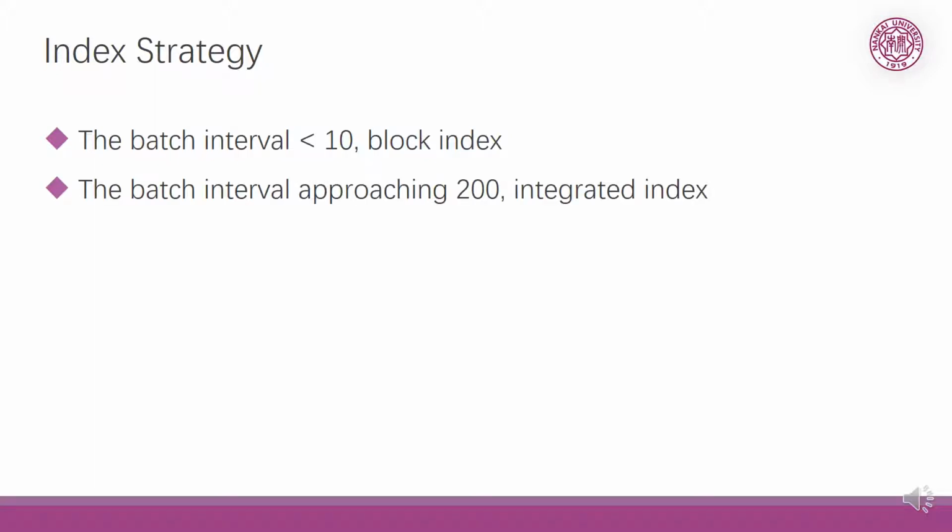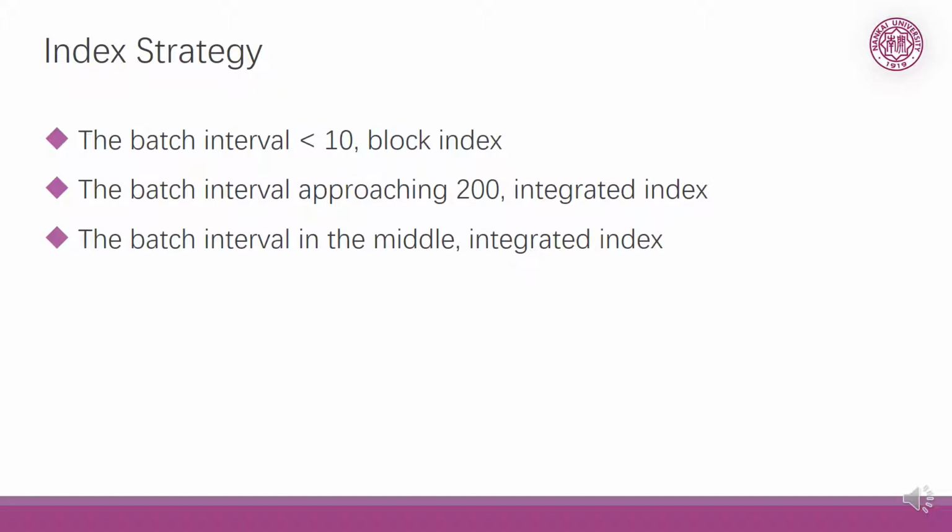We can see from the experimental results that when the batch interval is less than 10, the searching efficiency of block index is better than the integrated index in most cases. However, when the batch interval is large, say approaching 200, the searching efficiency of integrated index is better than block index. When the batch interval is in the middle, the searching efficiency of the two methods is close.